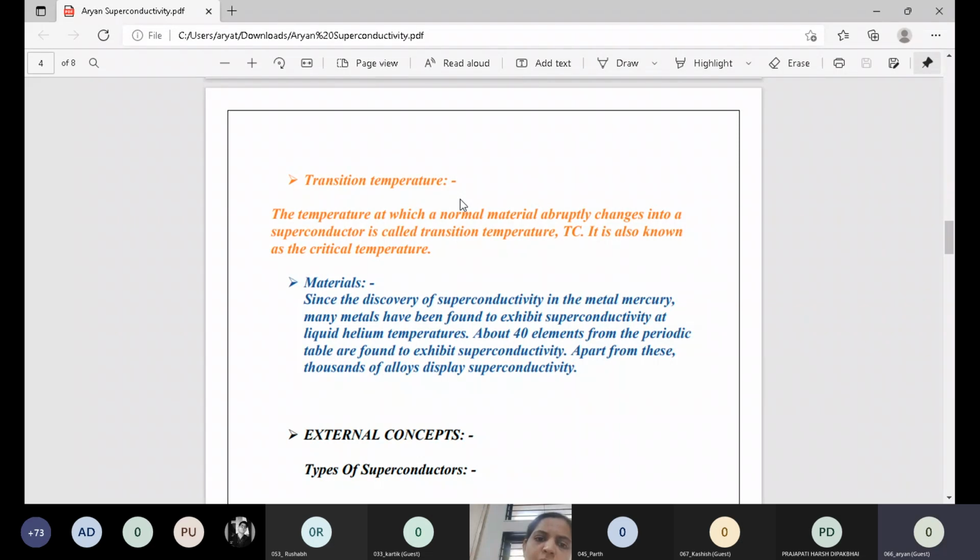And the point at which it happens, જે point ઉપર આ ઘટના બને છે, that point is called the transition temperature or critical temperature, and it is denoted by TC.